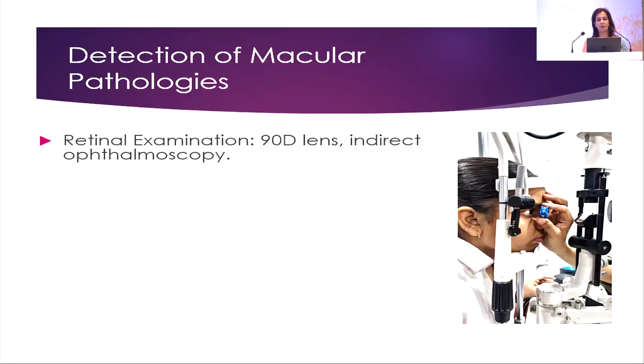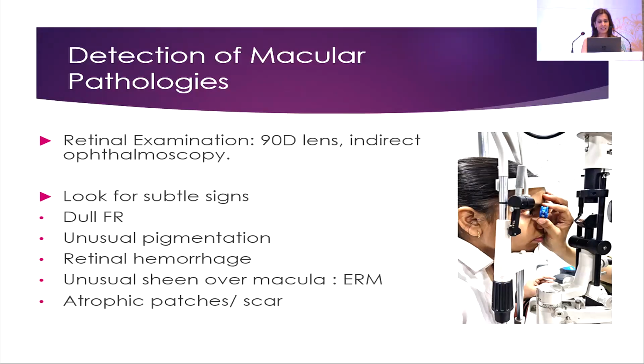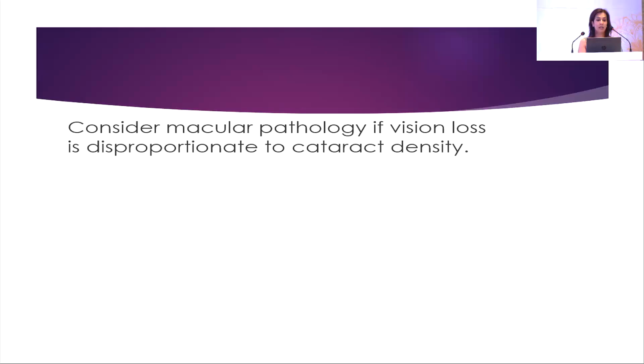So coming to the very basic, how to detect a macular pathology. We have our very own old age-defined 90-day examination, which will tell us if the macula is healthy or not, and an indirect ophthalmoscopy to see the overall health of the retina. Look for very subtle signs: a dull foveal reflex, an unusual pigmentation, a different coloration, the smallest of retinal hemorrhages, an unusual sheen over the macula, any atrophic patch or a scar. Do not ignore it.